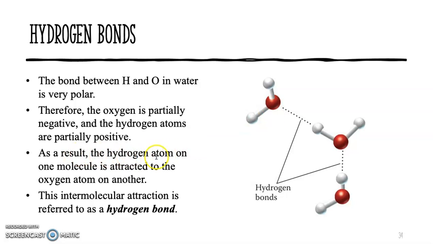And as a result, the hydrogen atom on one molecule is attracted to the oxygen atom on the other. And this intermolecular attraction is referred to as a hydrogen bond, which you will learn about later on.